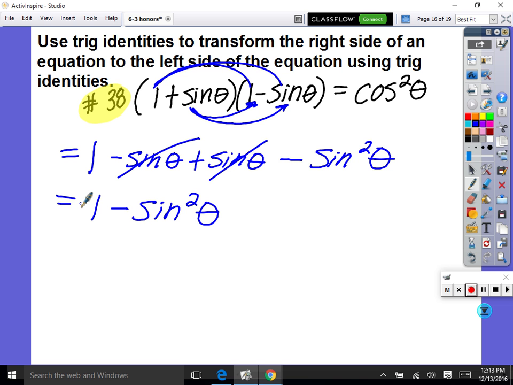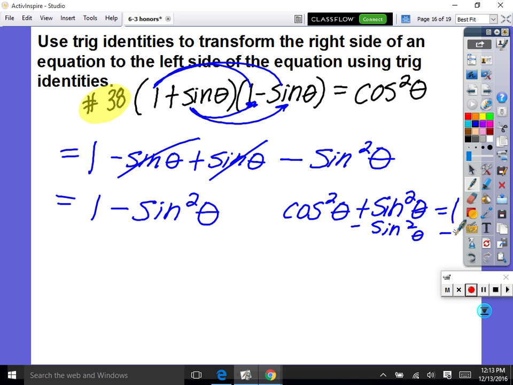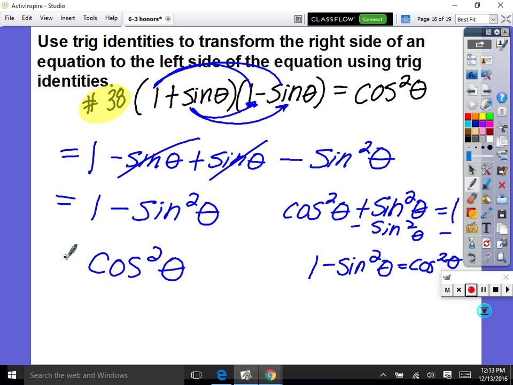Now look at your trig identities. Yes, perfect. So we know that cosine squared theta plus sine squared theta equals 1, correct? So let's get cosine squared theta alone. So we'll subtract sine squared theta. So we'll have 1 minus sine squared theta equals cosine squared theta. So there's cosine squared theta, and then we'd say, oh, check, check, check. We got there.